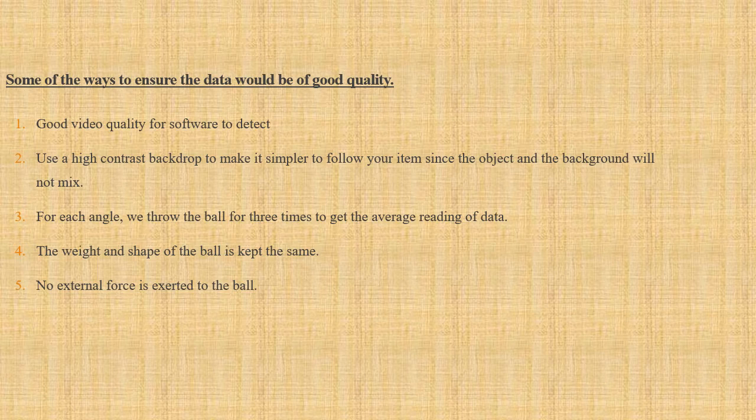Okay, this slide shows the way to ensure the data will be of good quality. First, good video quality for the software to detect, which means we cannot put a blurry video in the software. Second, use a high contrast background to make it easy for the tracker to read the motion of the ball. Third, for each angle we throw the ball 3 times to get an accurate and average reading of data. Fourth, the weight and the shape of the ball are constant for every angle that we use. Fifth, no external force is exerted on the ball.